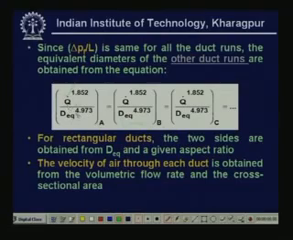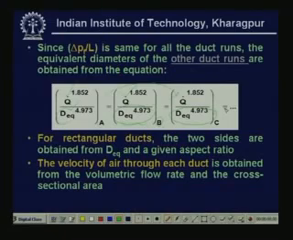We have calculated D equivalent, as I just explained, from the frictional pressure drop per unit length and the Q. So, this is known to us and this is also known to us, so you can find out this. That means the equivalent diameter of duct run B can be obtained by equating these two. Similarly, by equating these two, we can find out the equivalent diameter of duct run C. This procedure is followed for finding the equivalent diameter of all other duct runs.